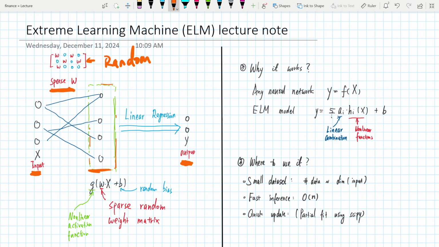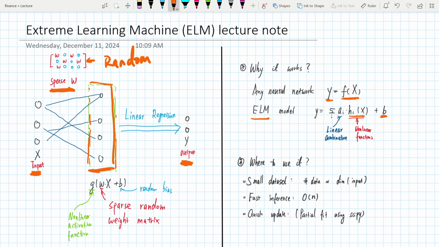Why does it work? In the sense that any neural network can be expressed as this function. Imagine any type of function of input x equals y. This can be generalized to a degree to most neural networks. The extreme learning machine, ELM, model is essentially, I think of it as a bank of nonlinear functions, and you have a linear combination of those nonlinear functions plus a bias.